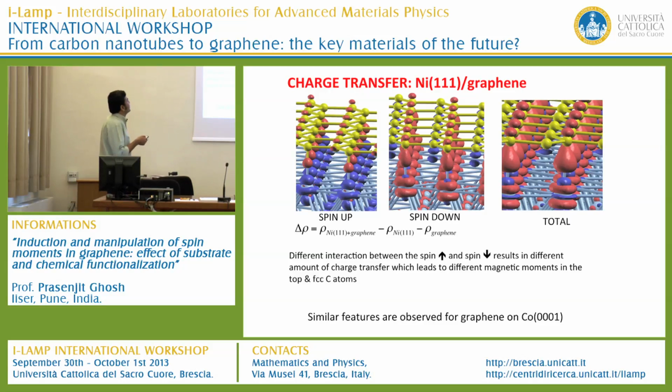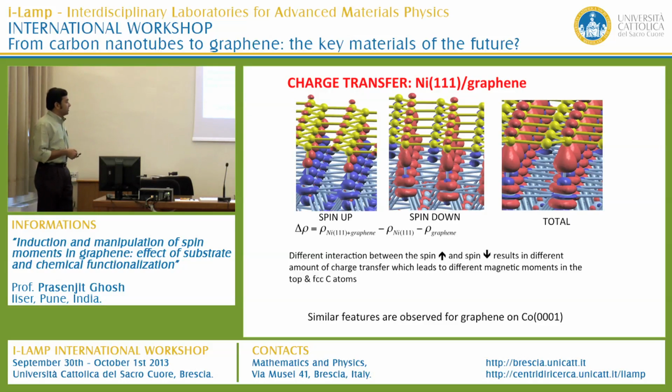And there is also some charge accumulation on the carbon atoms which are right on top of the nickel atoms. As a result of this, if you sum them up together, what we see is that on the top carbon atoms, there is a charge accumulation, while in the down carbon atoms, there is a charge depletion. So one can argue that the origin of the magnetic moment is also due to the different types of interactions for the spin up and spin down, which results in different amounts of charge transfer.